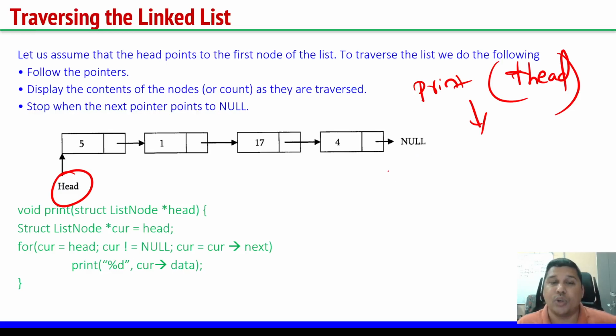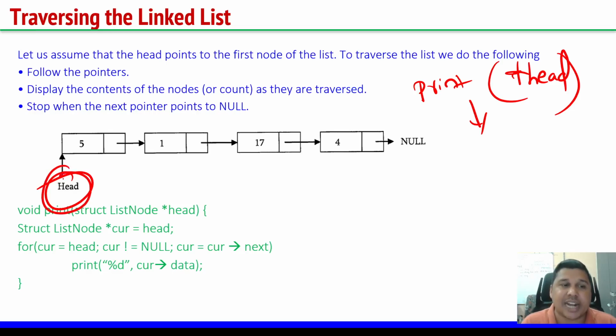Now what I have to do? I have to take a temporary variable. Always remember, in any linked list or single linked list, don't touch the head pointer. Don't play with this head pointer. It should not be changing. It should be fixed at that location. If you lose the head pointer, if you change or touch the head pointer, you will lose the complete linked list.